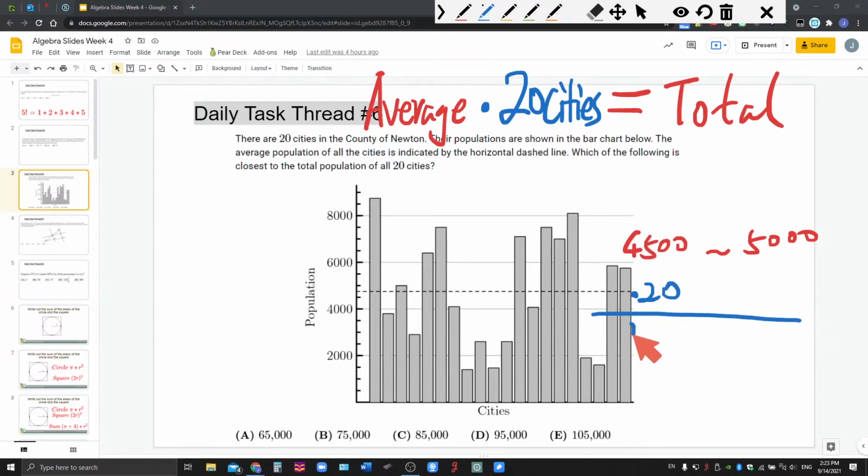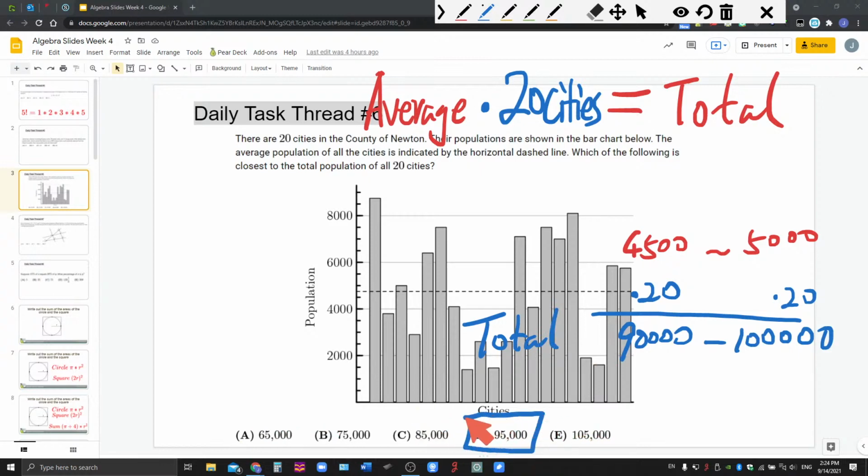this multiplied by 20 will give us 90,000. And this multiplied by 20 will give us 100,000, which means the total, if we multiply the average by 20, our total should be between 90,000 and 100,000. Now look at the options. The only one that's between 90,000 and 100,000 is D, 95,000, and so that will be our answer.